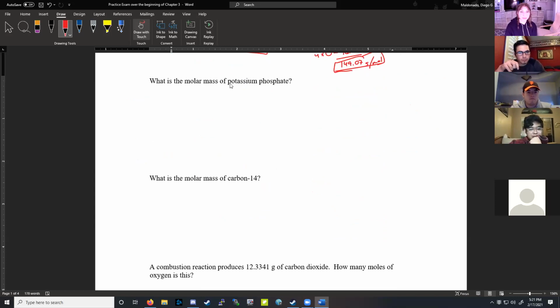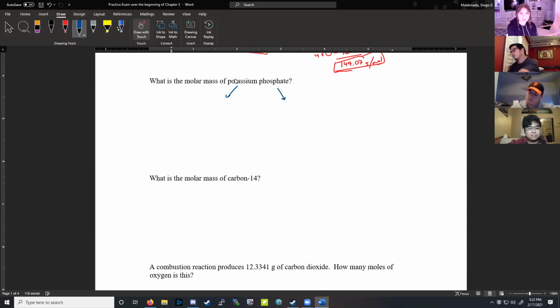So, what is the molar mass of potassium phosphate? For these, let's break it up into its ions. How do I know this is an ionic compound, by the way? Because there's a metal and a non-metal. Yeah, it's a metal and a non-metal. I'm just making sure and reviewing with you guys.